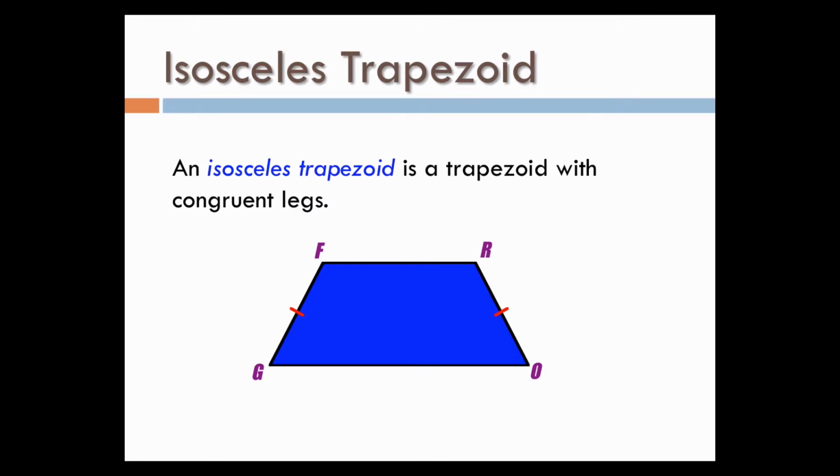Is an isosceles trapezoid a trapezoid? Yes. Is a trapezoid an isosceles trapezoid? No. Not all the time.